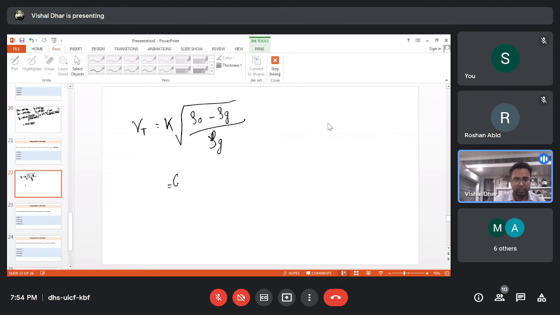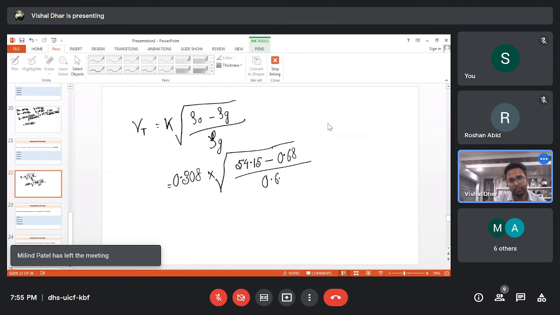So the value of K is given as 0.308. It will be given in the question. The density of oil is 54.15, minus density of gas 0.68, divided by density of gas 0.68. Solve this question.